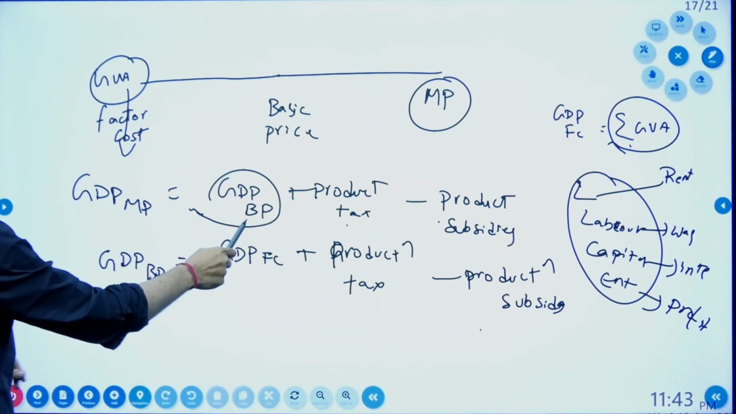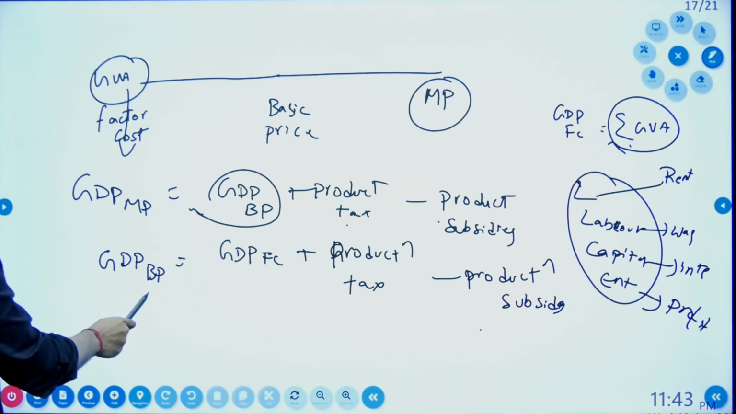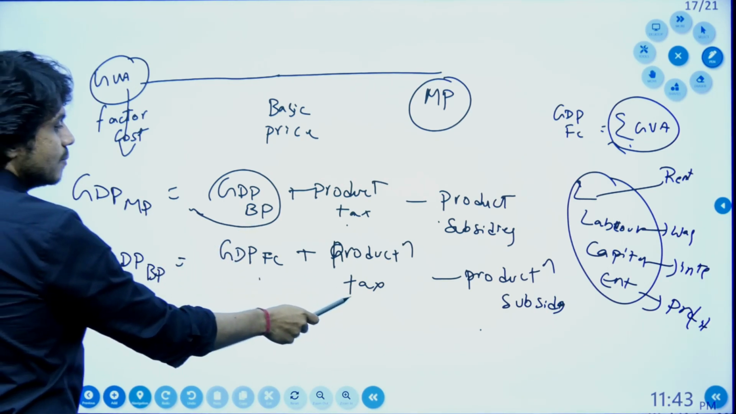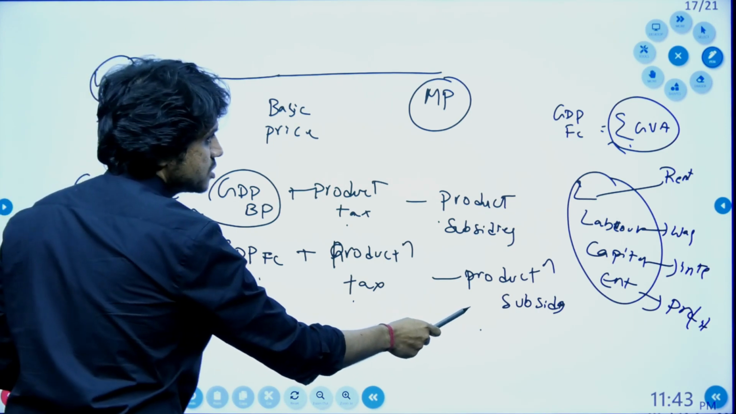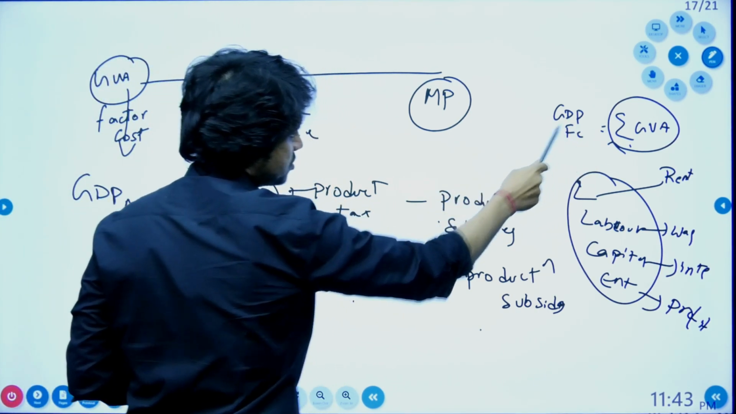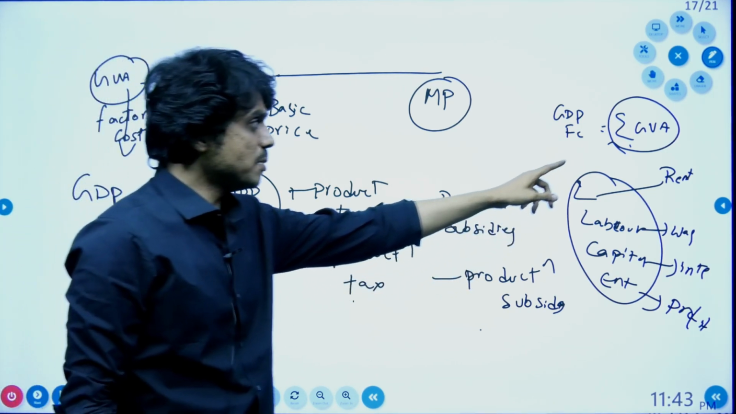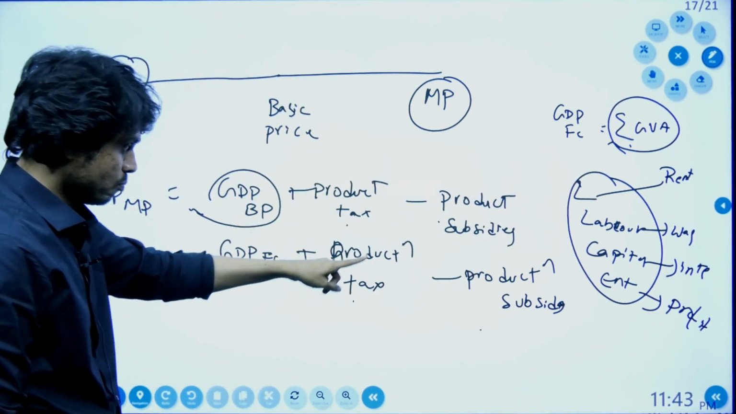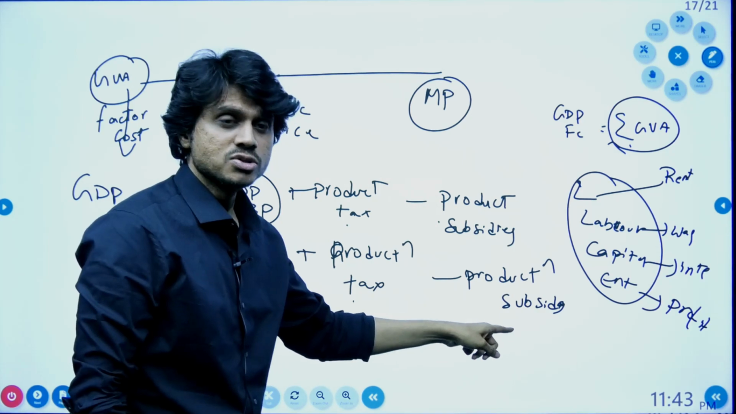Now what is this GDP at the basic price? GDP at the basic price is equal to GDP at the factor cost plus production tax minus the production subsidies. Now we have the GDP at the factor cost. This is nothing but the sum of the factor incomes. On this, the government will also impose production tax, or reduce the production subsidies.